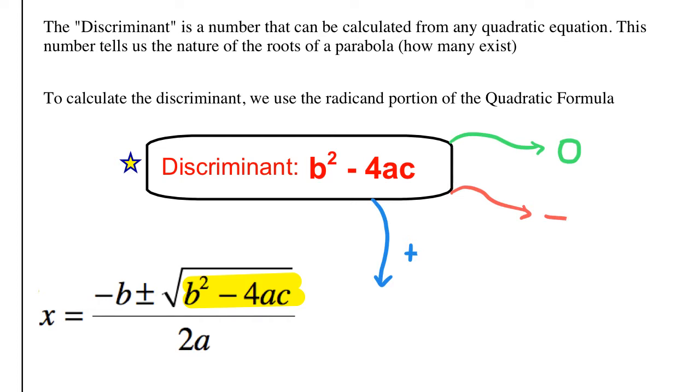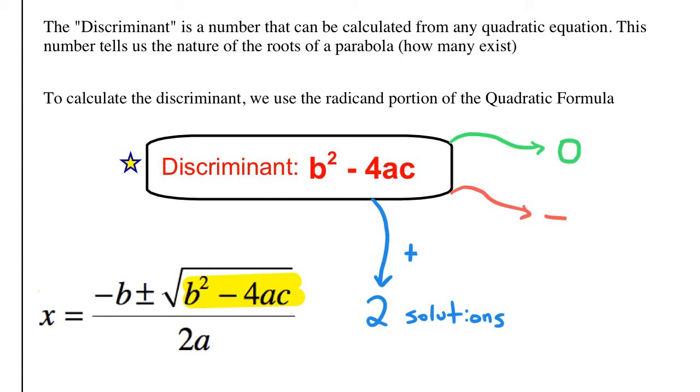If we get a positive number, what's that going to tell us? Well, we're basically going to get plus some radical and minus some radical, so we're going to have two solutions. Now, we'll talk later on in this video about how you can tell whether they're rational or irrational solutions, but for right now, if you calculate the discriminant and you get a positive, that means you're going to have a positive radical, which means you'll have two answers.